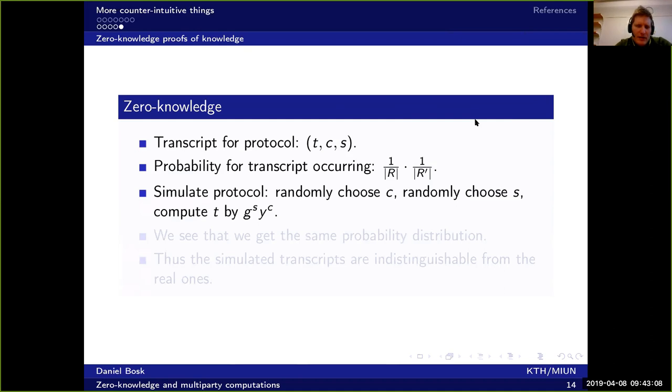Now the idea is that if we can construct a simulator that can simulate this protocol without knowing the secret, then it is zero knowledge, because then such a transcript doesn't carry any information about the secret. So if we can create a protocol where each entry in this transcript is valid according to the protocol, but it was generated by a simulator that doesn't know X at all, then obviously this transcript doesn't reveal anything about X. So that's the idea.